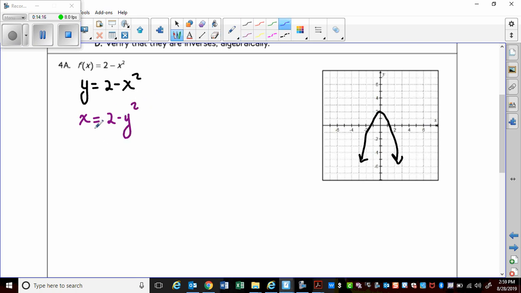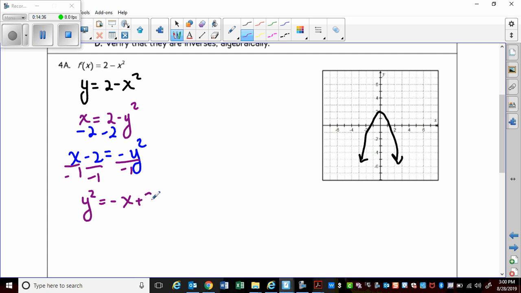So in order to do this, I'm going to move the 2 over, minus 2 on both sides. x minus 2 equals negative y squared. Now I'm going to divide by negative 1 because I don't want a negative y. So now I have y squared equals negative x plus 2. And now my last step is going to be to take the square root of each side. When I take the square root of something, though, I have to put a plus and a minus there. So I'm given now y equals plus and minus the square root of negative x plus 2.